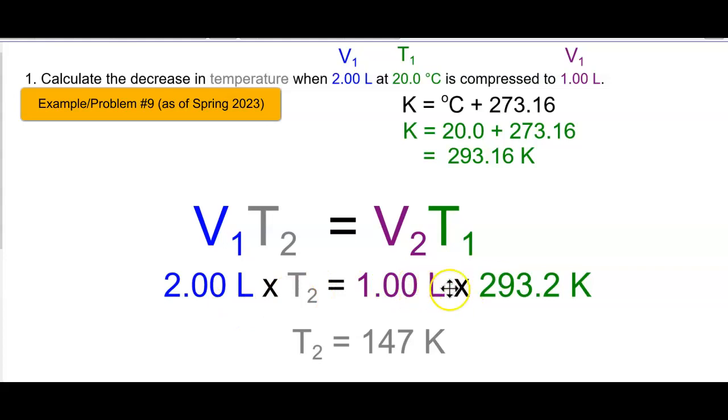So I'm going to multiply these two and divide by 2 liters over. When I divide by 2 liters, liters cancel unit-wise, leaving me 147 Kelvin. So 147 mathematically, and K, Kelvin, was the only unit left.